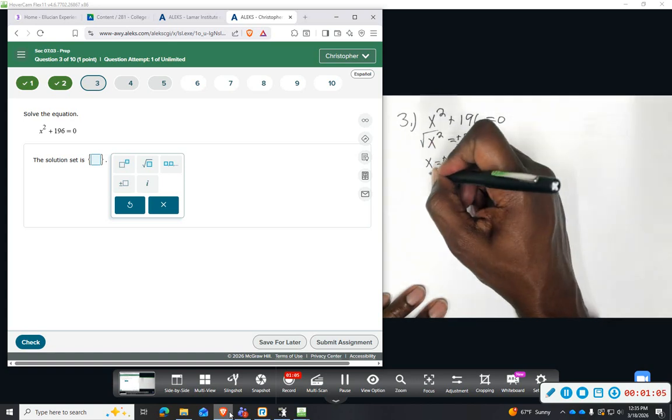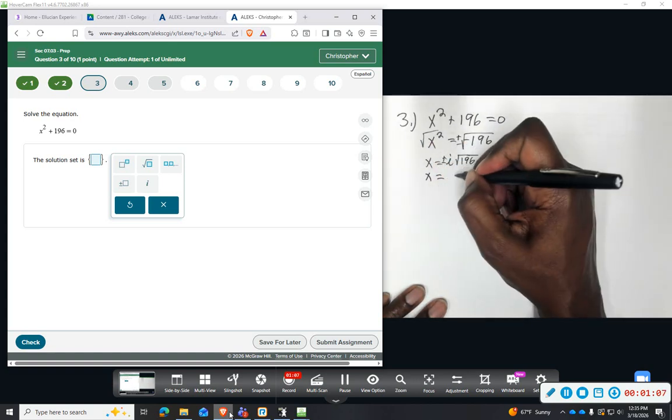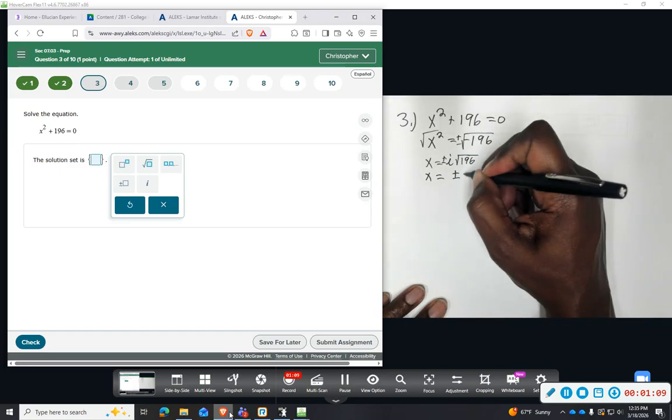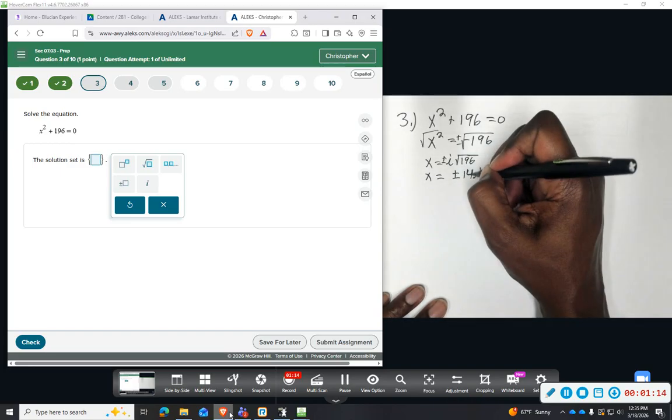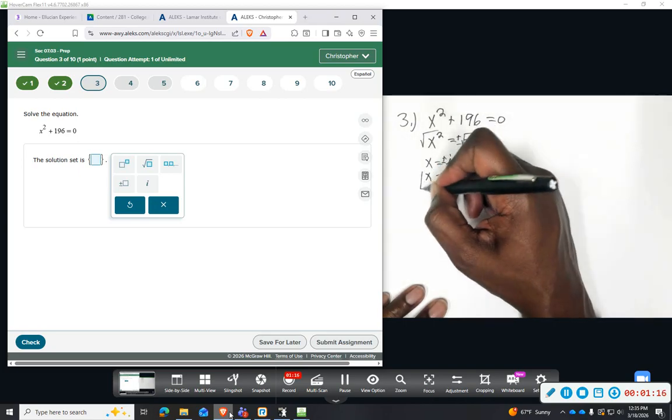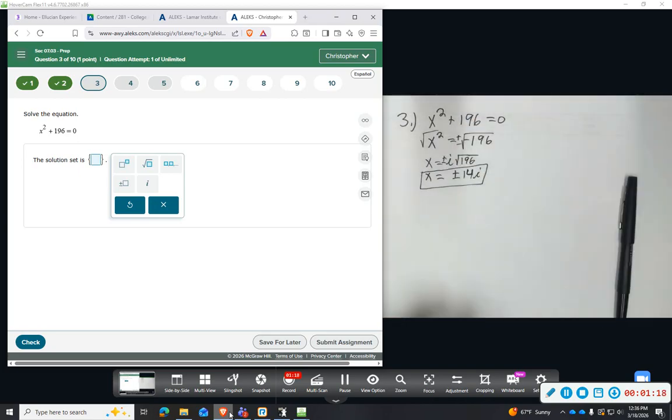So we are looking at x equals positive or negative 14. So imaginary 14, positive or negative. There are two answers. So the positive or negative 14.